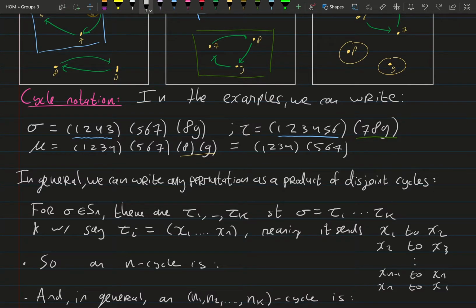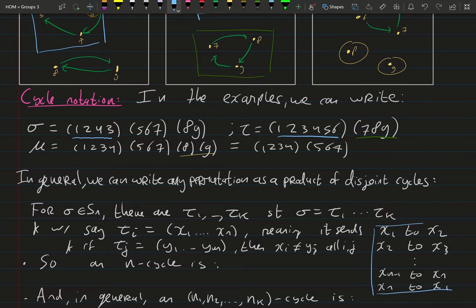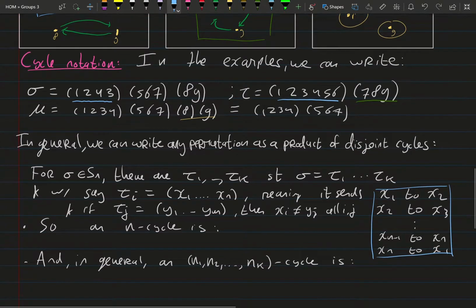And the disjointness means that if we have tau j is (y1 ... ym), then xi is unequal to yj for all i and j. Okay, sorry that it became a bit messy here.